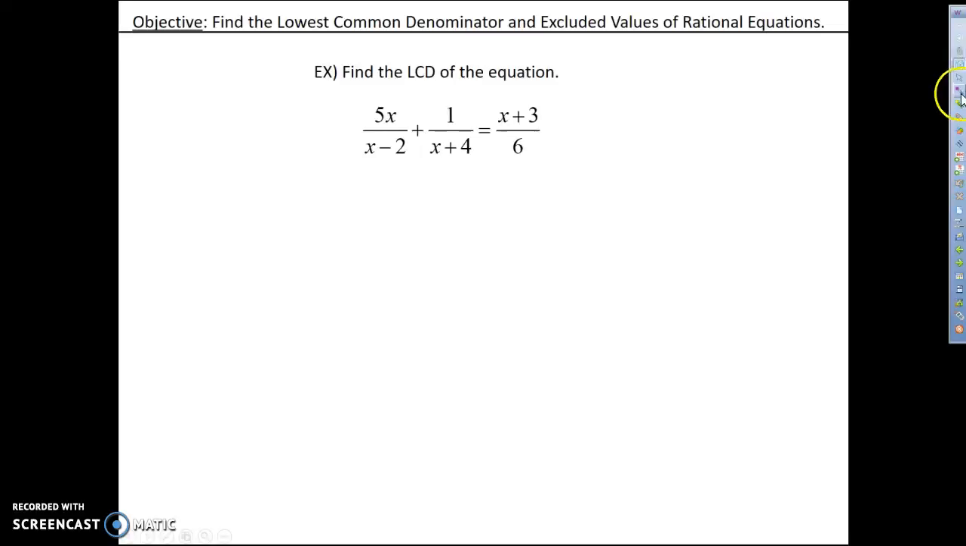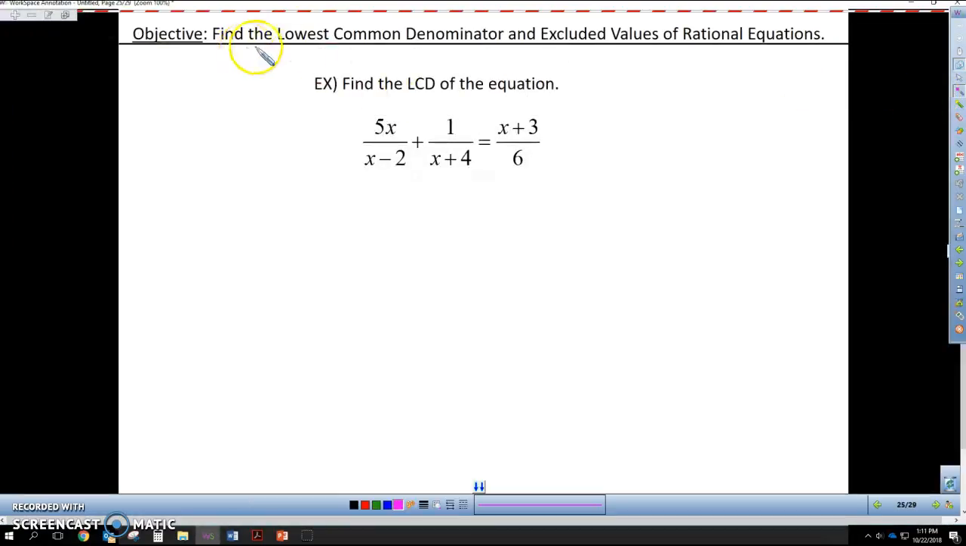All right, welcome to the example video of finding the lowest common denominator and excluded values of rational equations. In this example, I'm going to show you how to find the LCD of this equation here. And the first thing that we have to do in these examples is factor. So I need to make sure that my rational expressions are completely factored.